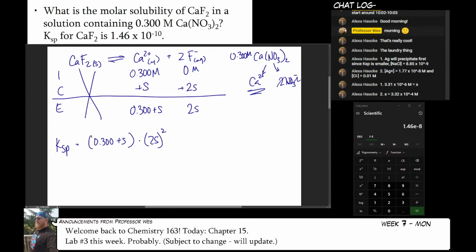And that's quadratic, and we hate quadratics. They are awful. So we're just going to say S is small. And you could check these if you wanted to. You check S versus 0.3 and see if it was actually small. But honestly, we really don't need to do that. Because now this will become KSP equals 0.3 times 2S quantity squared. So this will be 0.3 times 4S squared. And 0.3 times 4 is 1.20.